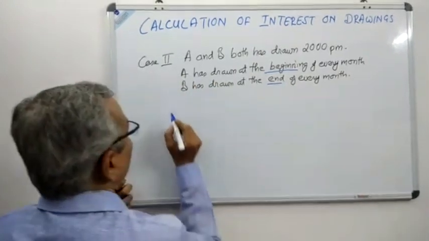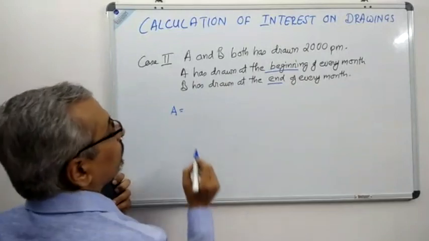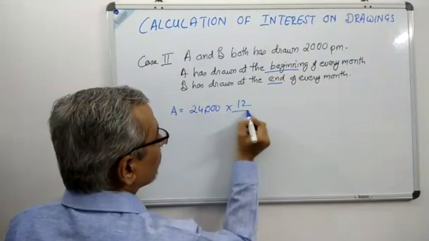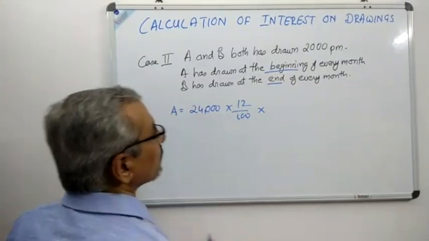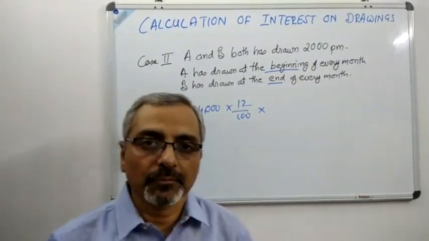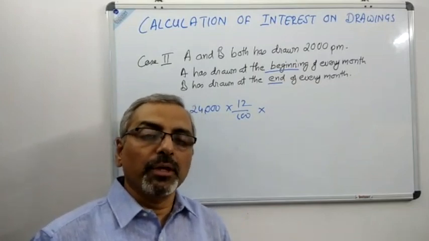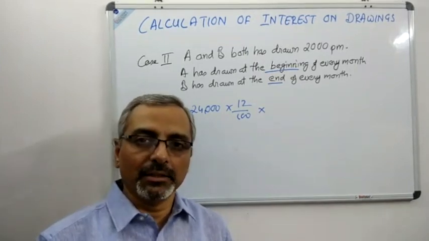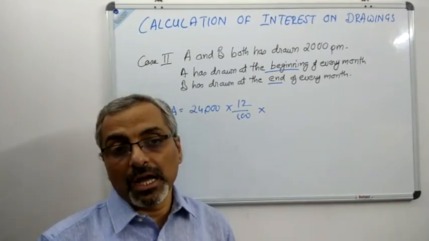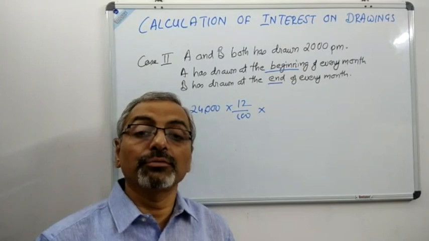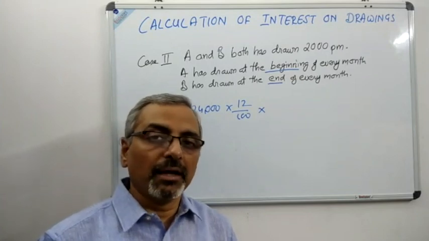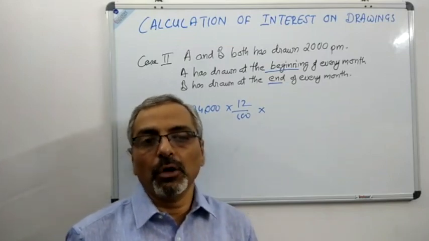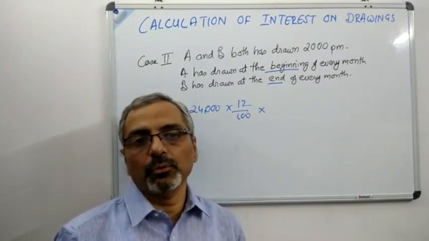Now you can see over here A, we have 24,000 into 12 by 100, that is the percentage which is mentioned. Now let us calculate the time. The first drawing has been made on the 1st of April 2019 or any other date, and the last drawing has been made on the 1st of March next year. I have used any year because I have not specified the year over here. So it can be 2019, 2018, 2016, whatever.